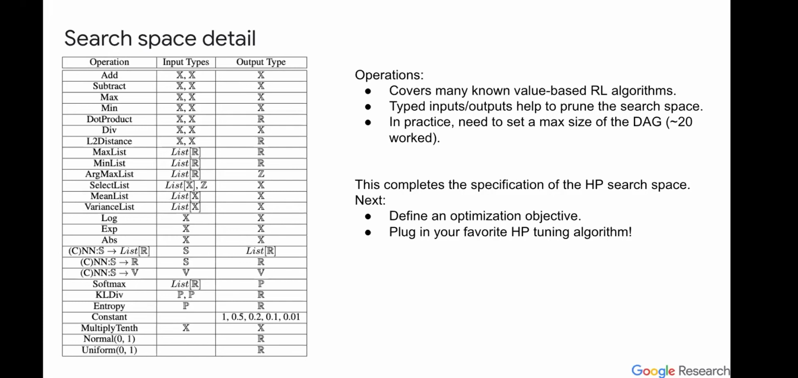These operations cover many known value-based RL algorithms, and these operations have typed inputs and outputs. That really helps to prune the search space. In practice, you also want to put a cap on the size of the graph. We found around 20 worked pretty well. So this completes the specification of your hyperparameter search space. Next, you are going to define an objective function, and then you can just plug in your favorite hyperparameter tuning algorithm to discover algorithms.